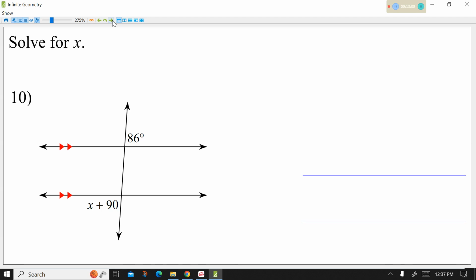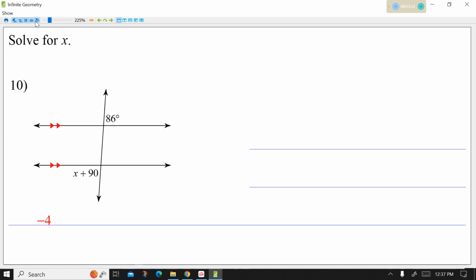For number 10, we finally have an equation that we can set up. So we can set up that 86 equals x plus 90. But that means x will have to be -4, right? Because 90 minus 4 makes 86. So this would be the way to do that problem. Let's do another one.